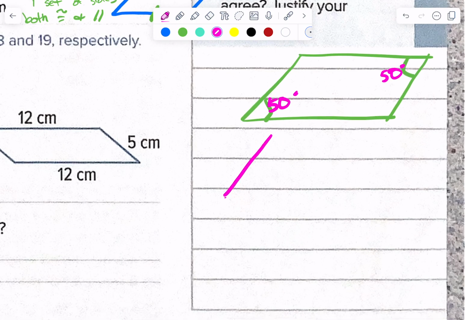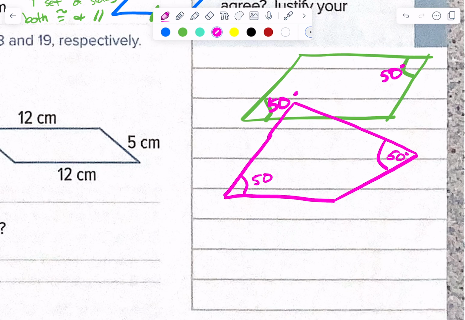This guy's here. This is 50 degrees. I'm going to go like this, and I'm going to make this 50 degrees as well. Is that a parallelogram? I don't care what these two angles are. They don't have to be the same. But if these two match each other, does it have to be a parallelogram? I guess if it's both pairs. If it's both pairs, it will, right?